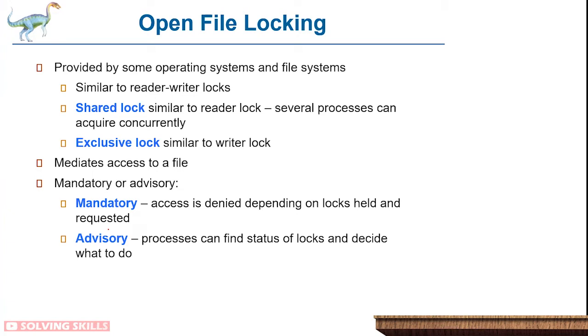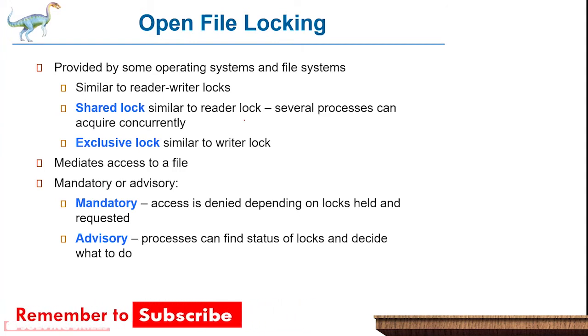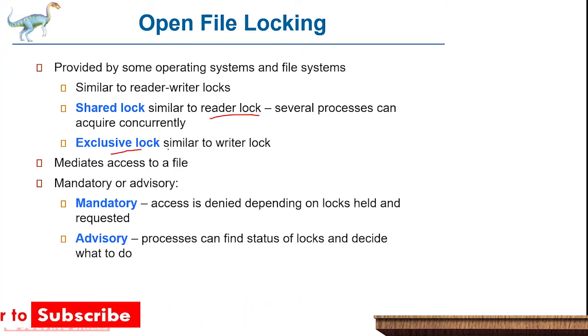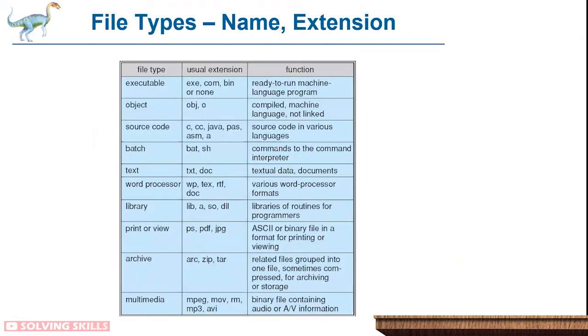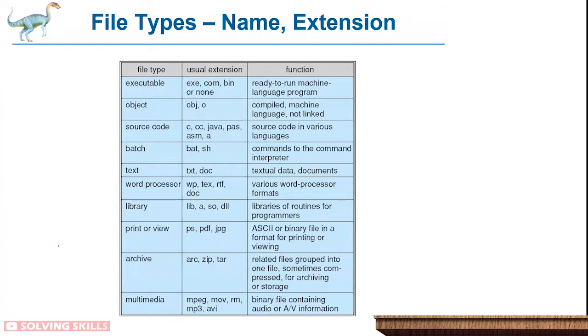Those locks are also implemented for files. Here, the shared lock is similar to a reader lock, and the exclusive lock is similar to a writer lock, which we already studied in the synchronization chapter. Sometimes the lock is mandatory: when you try to open the file multiple times, it will deny access. And sometimes the lock is advisory: you are allowed to open the file in multiple locations, by multiple processes, but it warns you that it is not advisable to do that.